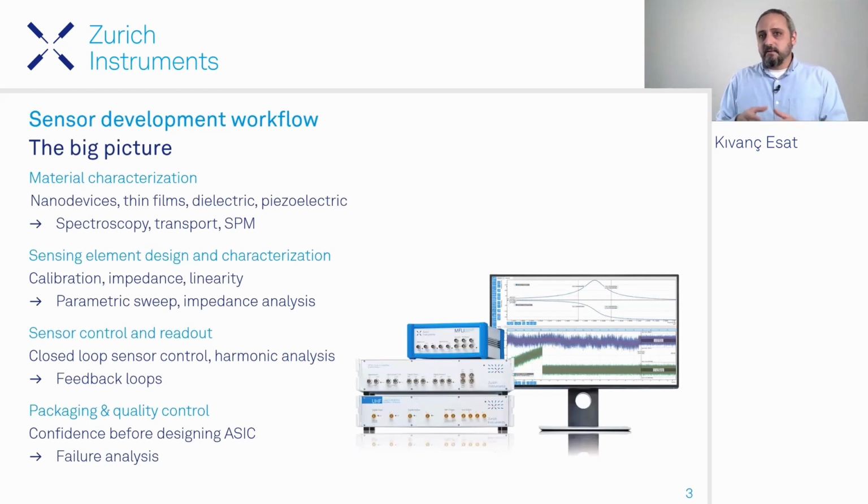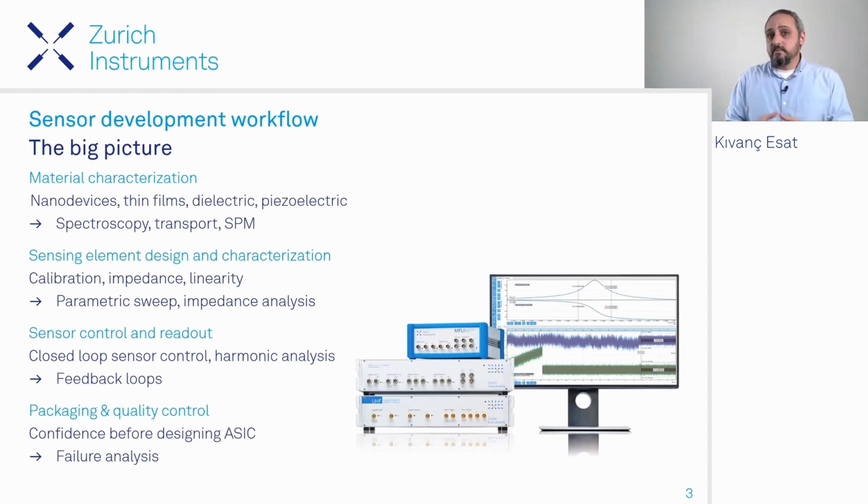Designing the sensing element becomes the second stage. And to characterize its response to its environment requires a sweep of the parameter space. The impedance of such an element also can vary with the changing environmental conditions. Therefore, an impedance analyzer is also needed at this stage.